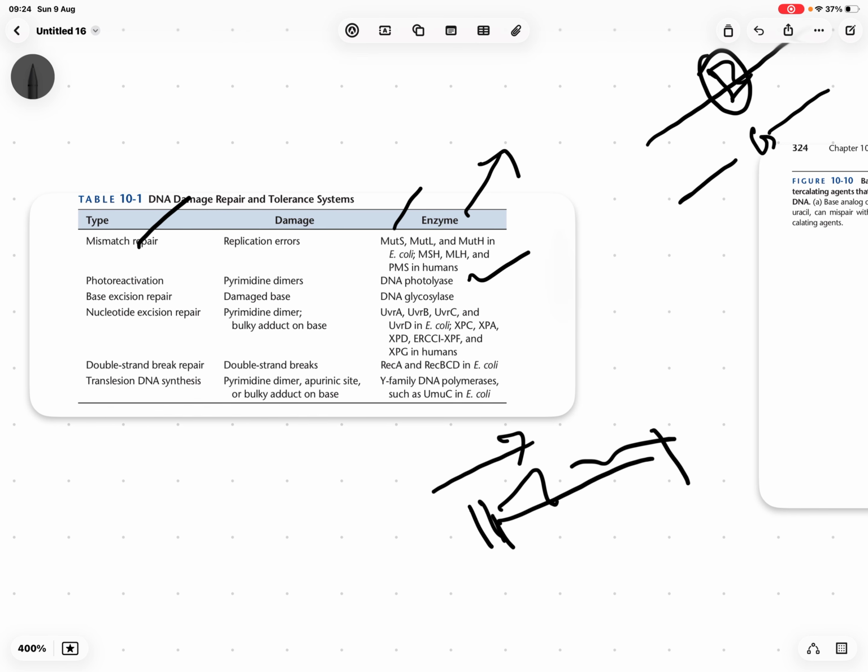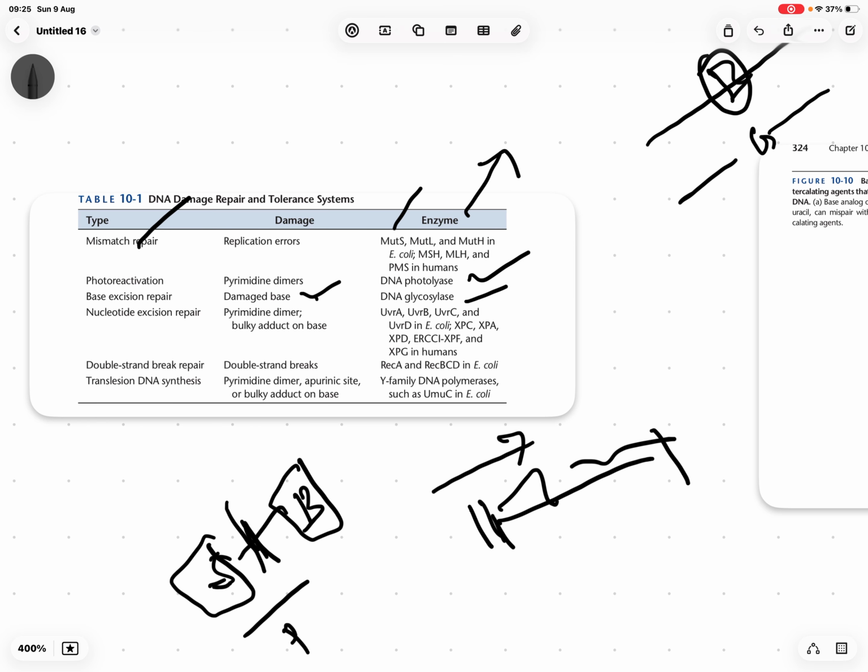For pyrimidine dimers, photolyase is the enzyme which removes them. So it's the direct repair system. In base excision repair, for damaged bases, the base and the sugar are linked by the glycosidic bond. Initially the glycosylase removes this particular base by cutting the glycosidic bond. Later the phosphodiester bond is cut by a specific type of endonuclease. When the phosphodiester bond is removed, the whole nucleotide is removed from the DNA.